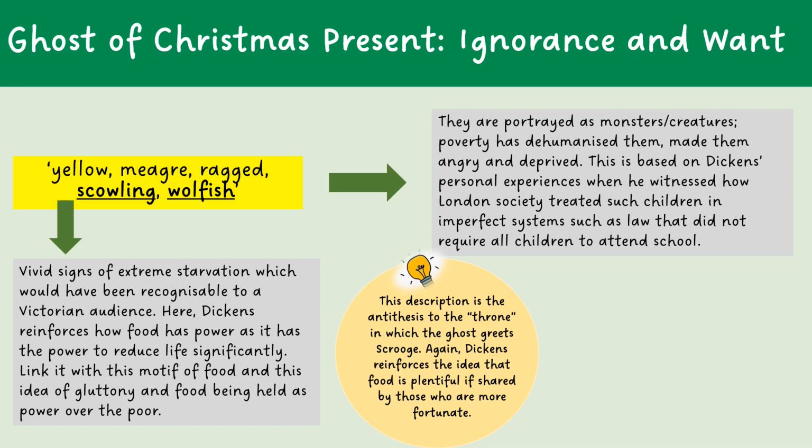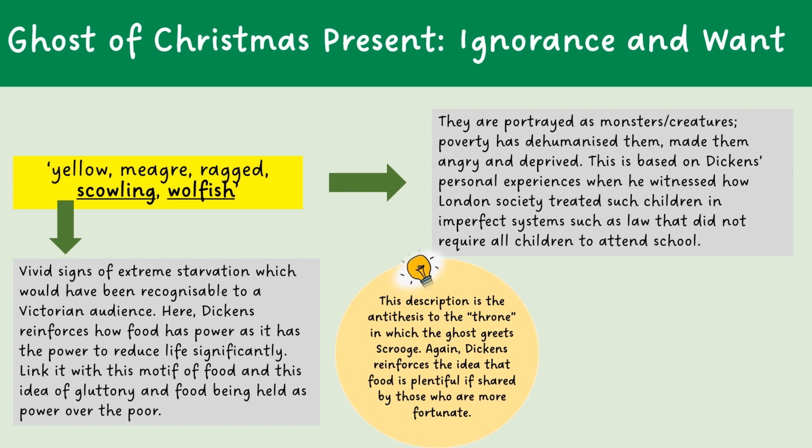And it's this idea that poverty has completely dehumanised them, removed any human characteristics. They are angry and utterly deprived. This is based on Dickens's personal experience when he witnessed how London society treated such children in imperfect systems, okay, such as the law that did not require all students to attend school. He visited a ragged school in which he saw the diabolical situation in which children were being apparently educated.